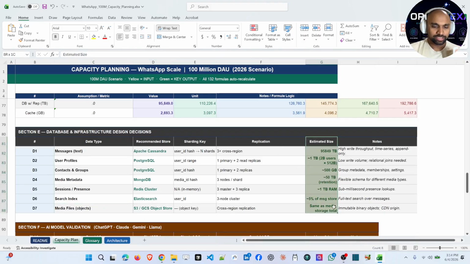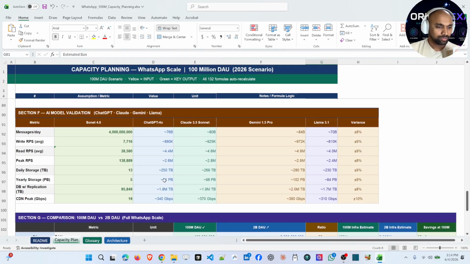These are the estimated sizes for each one of them. Next, come to the AI model evaluation. I have evaluated this model. This is our base model. I have used the calculation of what we have calculated from the base assumptions. From that, I have used those values to compare with the existing throughput of WhatsApp.